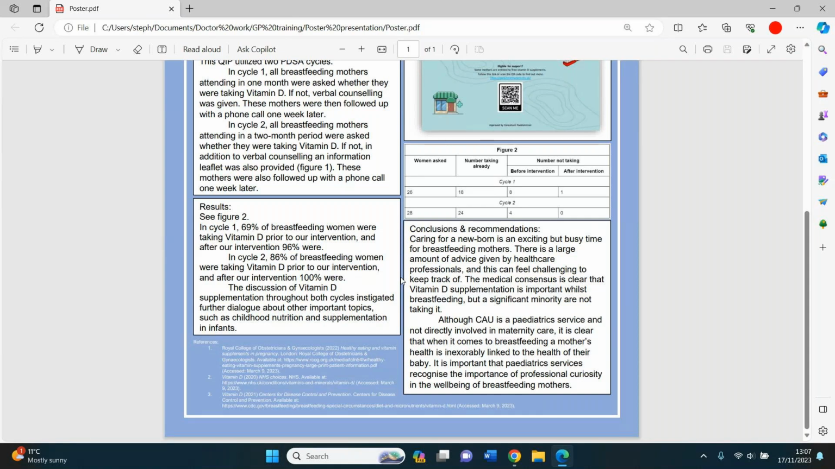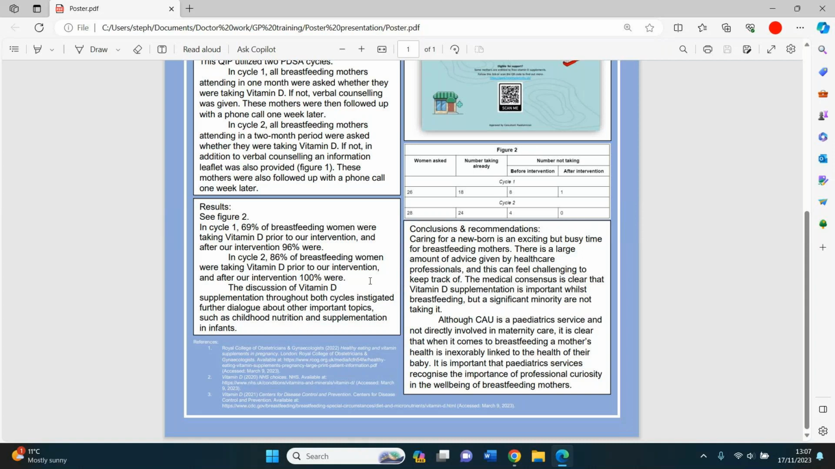Just that discussion around vitamin D opened that door, and we found ourselves having discussions with mums about general issues around childhood nutrition. Lots of them had questions about weaning, about what sort of foods are appropriate when weaning, what the best age to start weaning is, and all these other queries that we hadn't anticipated, but this discussion about vitamin D opened that door.